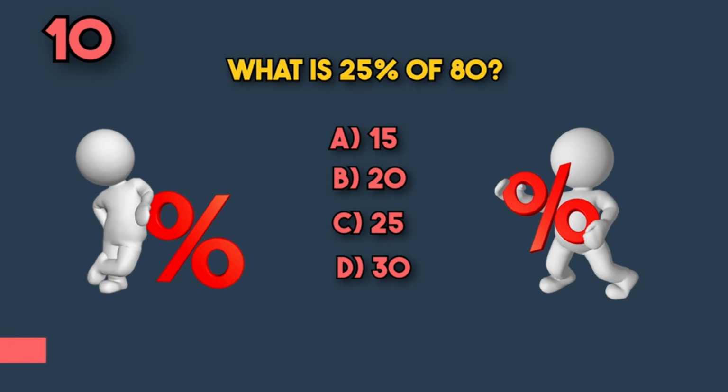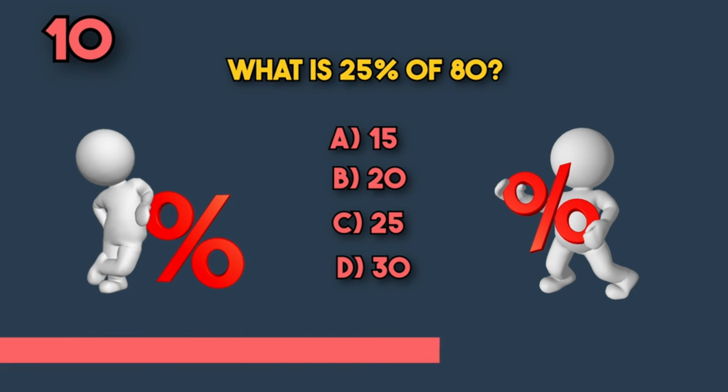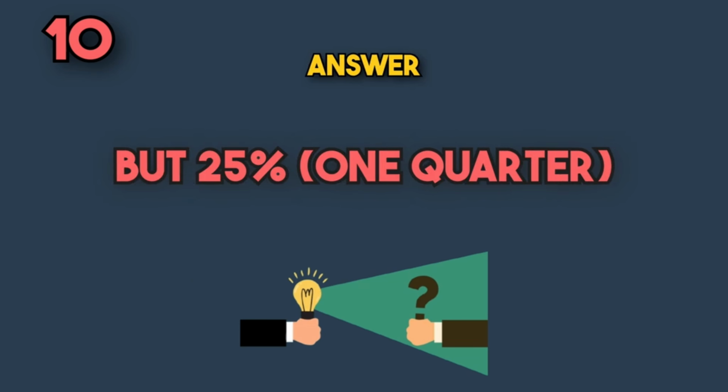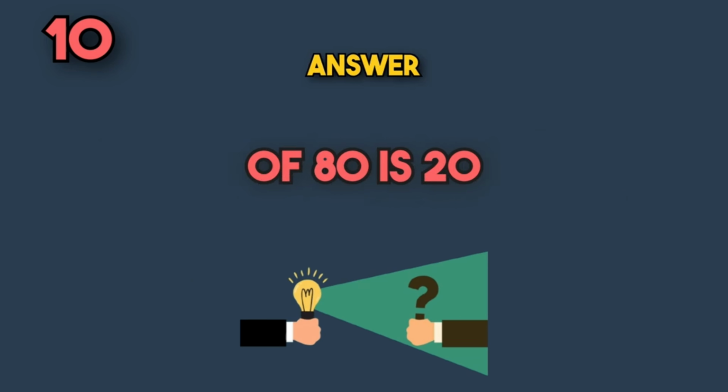What is 25% of 80? The answer is B, 20. 20% of 80 is 16, but 25%, 1/4 of 80, is 20.